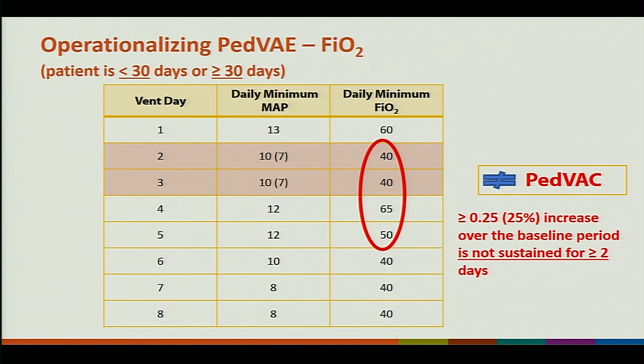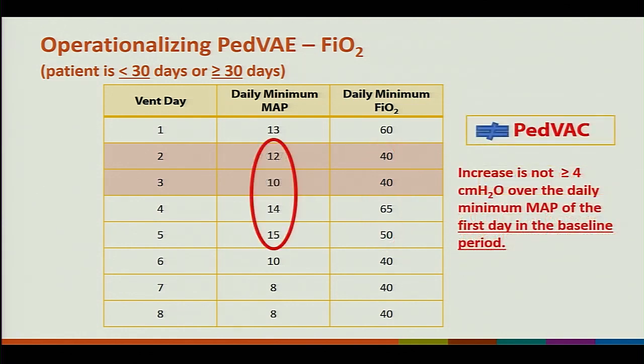And I'm providing you examples here where you had baseline in the same parameter. I want to emphasize that to meet a PedVAE definition, you don't have to meet it in both parameters. It's either or. So you don't have to see if you have PedVAE in the MAP and then you find out you don't meet PedVAE in the FiO2, so you go, oh, I don't have one. But no, that's not true. It's only one parameter or the other.